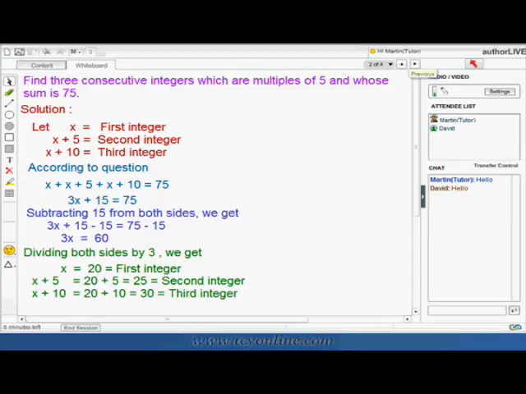On subtracting 15 from both the sides, we get 3x is equal to 60. To find the value of x, we divide both the sides by 3. This gives us x, which is equal to 60 divided by 3, that is 20. Therefore, second integer will be x plus 5, that is 20 plus 5, which gives us 25. Similarly, third integer will be equal to x plus 10, that is 20 plus 10, which is equal to 30.